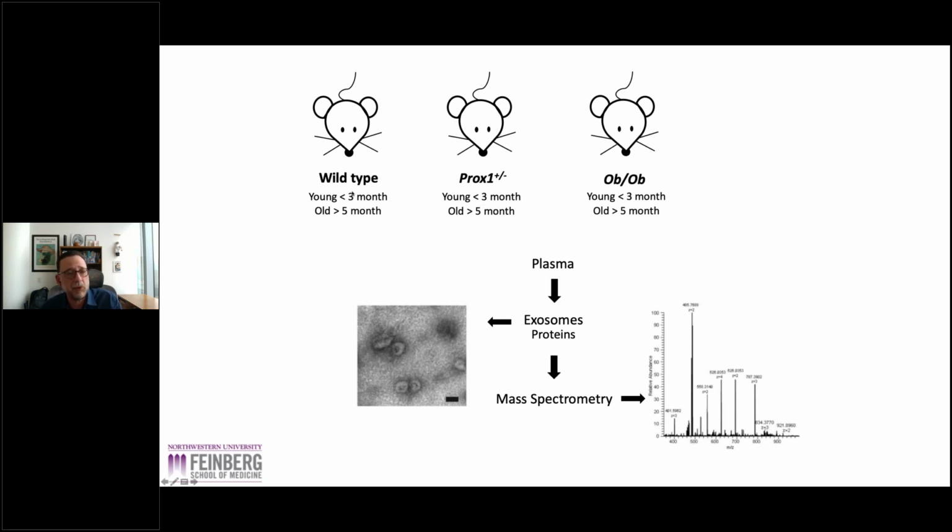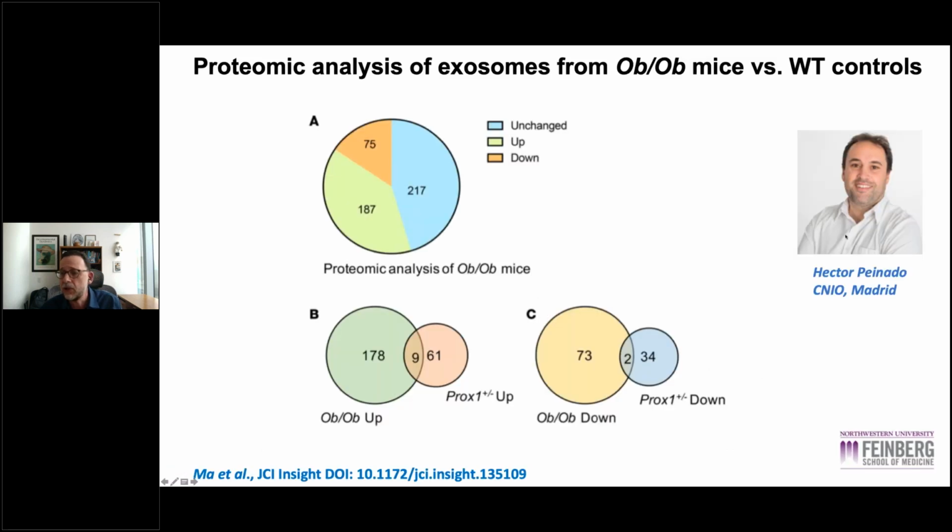We use wild types, which are normal, prior to and after obesity, and OB mice, which are the leptin receptor mutant, which are extremely fat, but they have normal lymphatics. We did exosome purification in collaboration with Hector Peinado in Madrid, an expert in exosomes, and proteomics analysis, and we find a number of markers that were somehow specific for the OB mice.